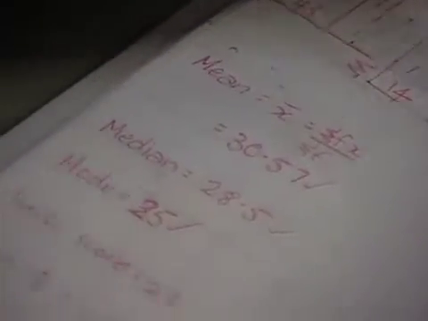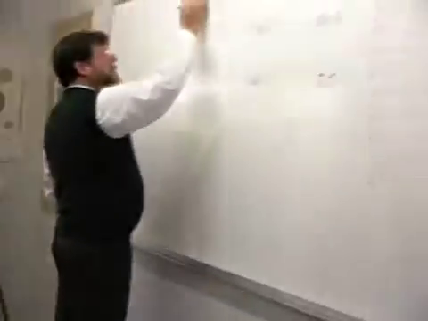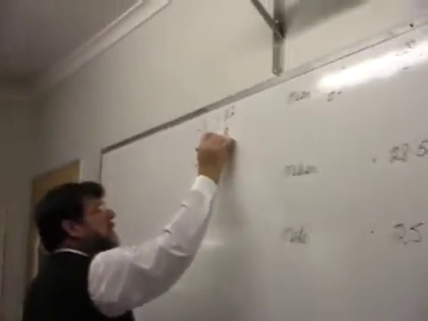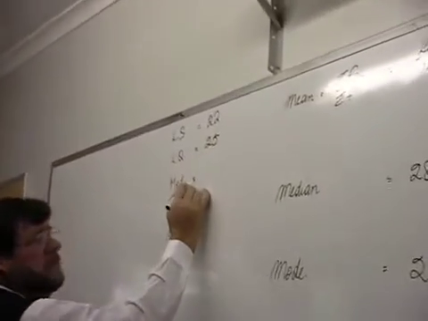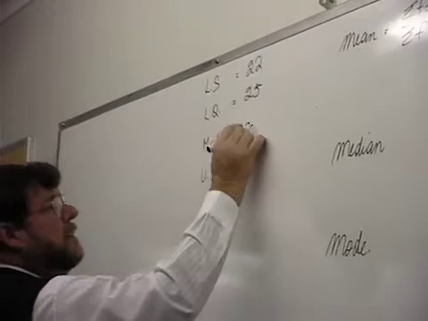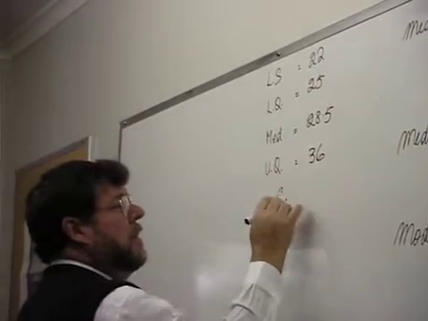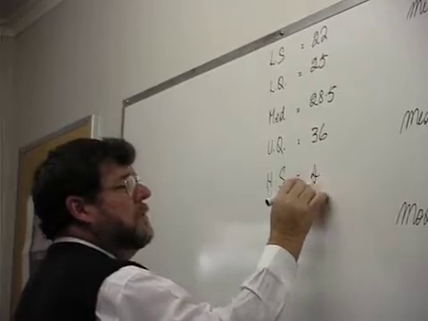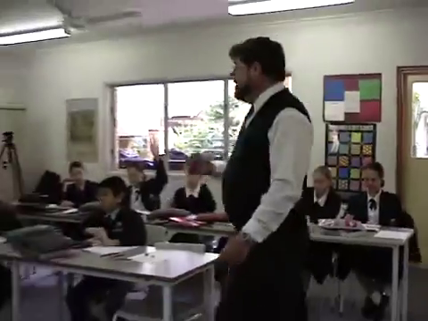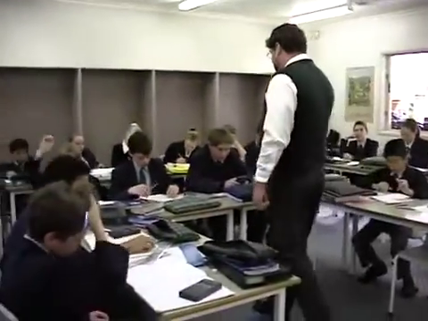Anyone not finished? Okay, let's have a look, please. Michael. Low score 22. Lower quartile 25. Median 28.5. Upper quartile 36. And the high score 43. Who agrees with Michael? Well done. Would you now construct a box plot?